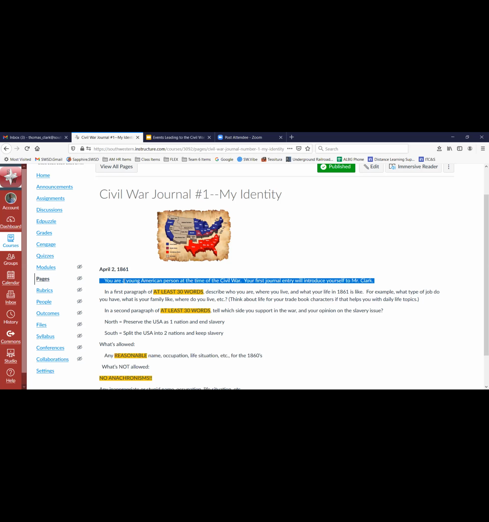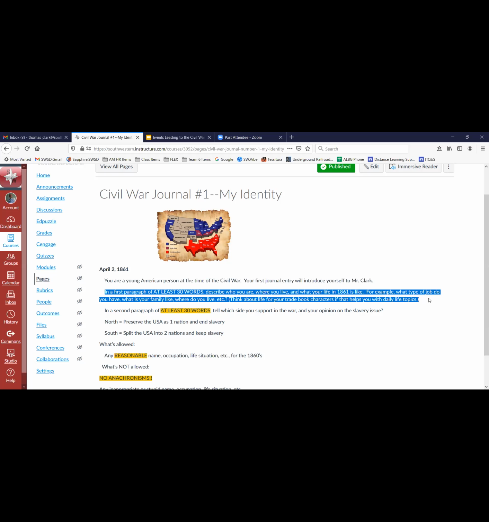You're going to write each of your journal articles as if you're a young American person at the time of the Civil War. Your first journal entry is going to introduce yourself to me. So you're going to make up who you are. In the first paragraph of today's journal entry, you're going to write at least 30 words describing who you are, where you live, what your life is like in 1861.